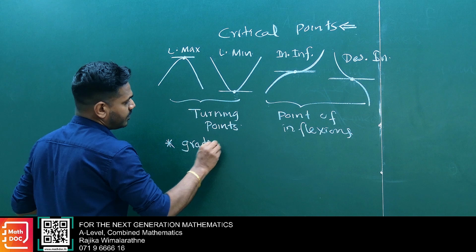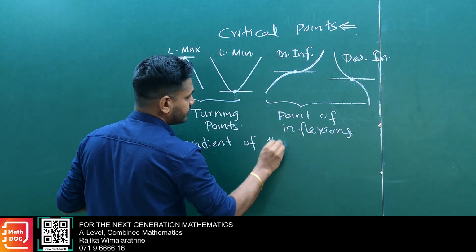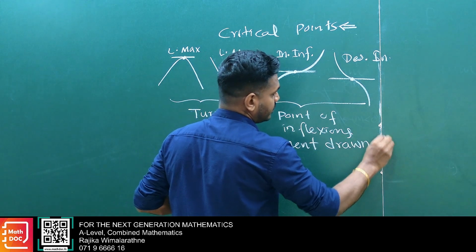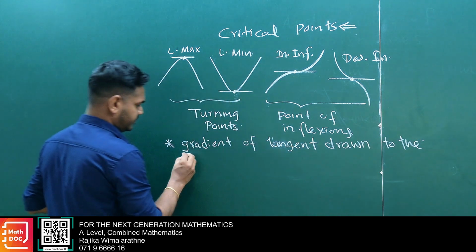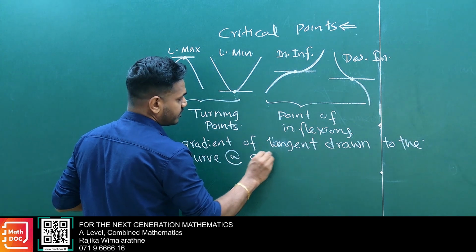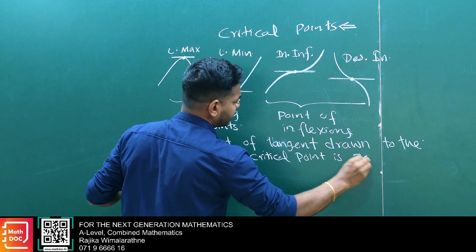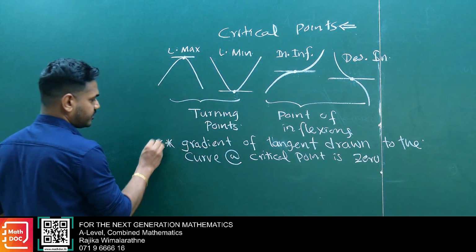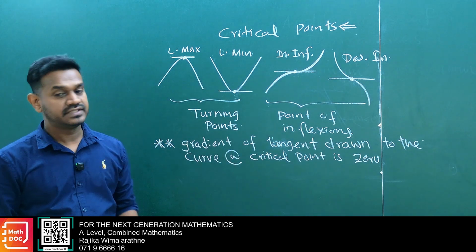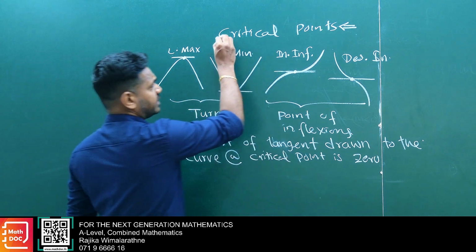Gradient of the tangent drawn to the curve at critical point is 0. That's the thing. Gradient of the tangent drawn to the curve at critical point is 0. Okay, write it. That is about critical point.